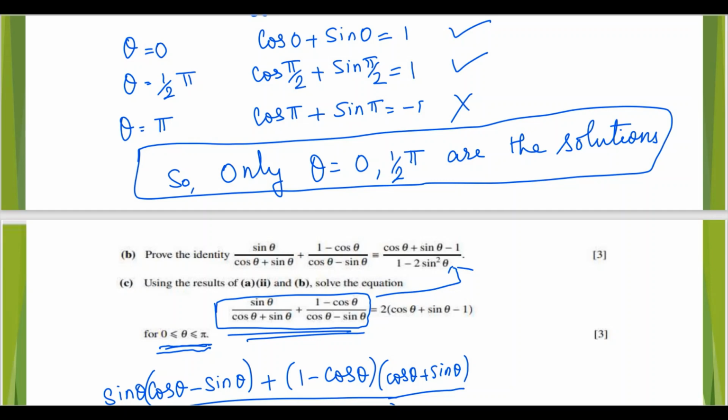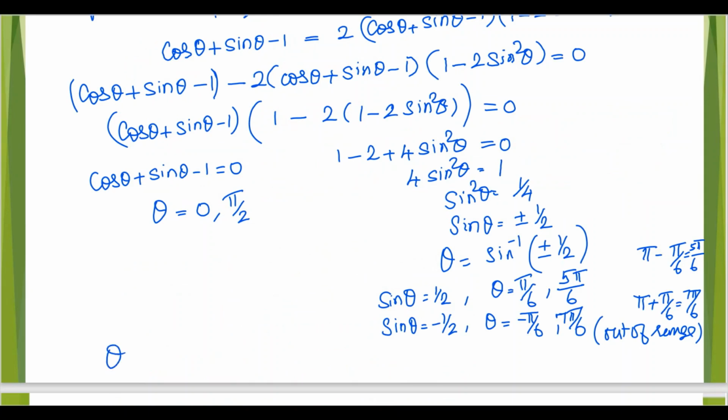Okay, so theta equal to 0, pi over 6, pi over 2 and 5 pi over 6 are the solutions.